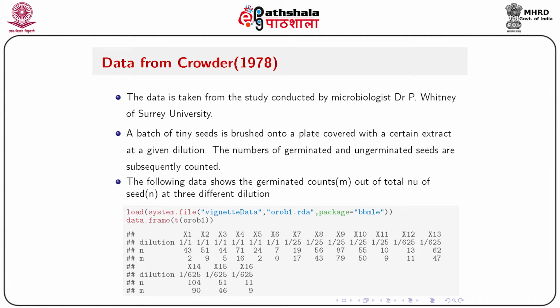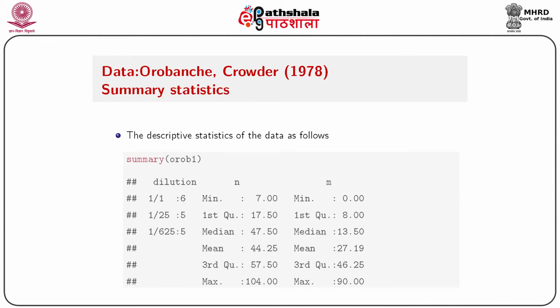So here I just loaded the data from the system file, the vignette data, orob1.rda, and the package is bbmle. From the package bbmle you can get this data, which is available in R itself once you load bbmle. The data frame orob1 is like this: the dilution, n and m. Here m is the number of germinated counts out of n, and this is the data that you can get from the bbmle package.